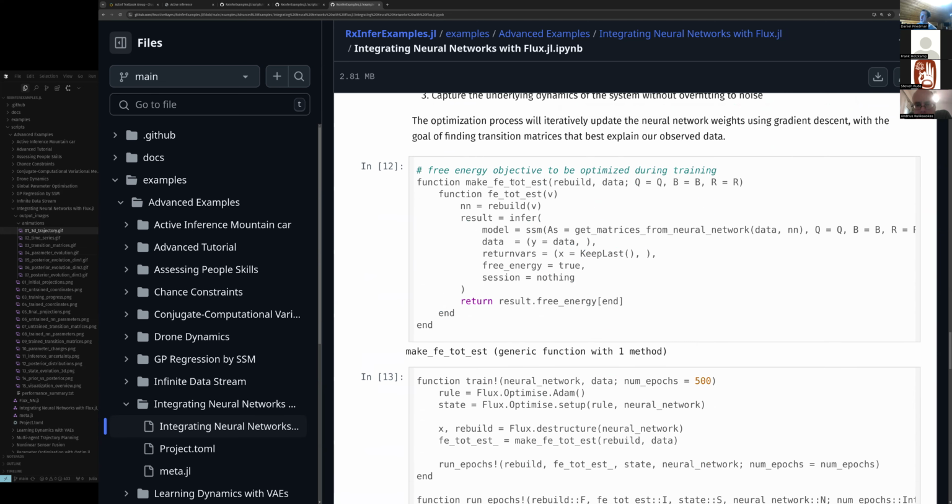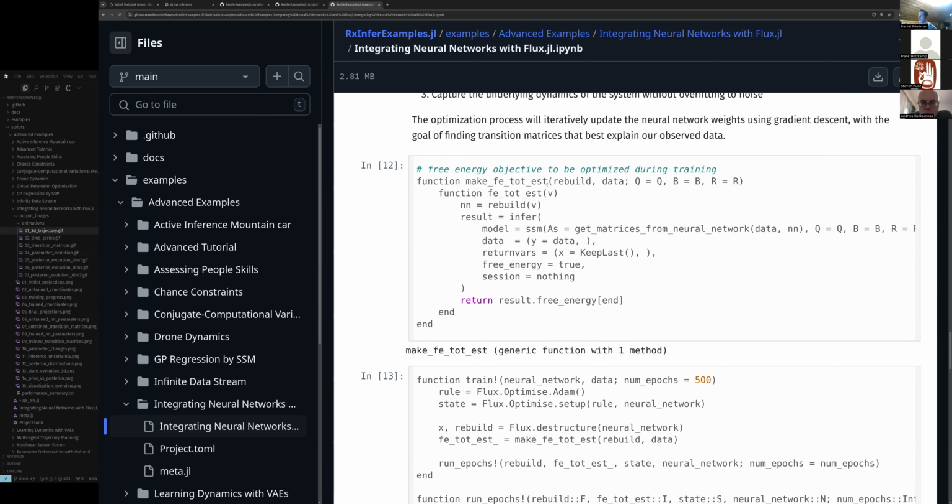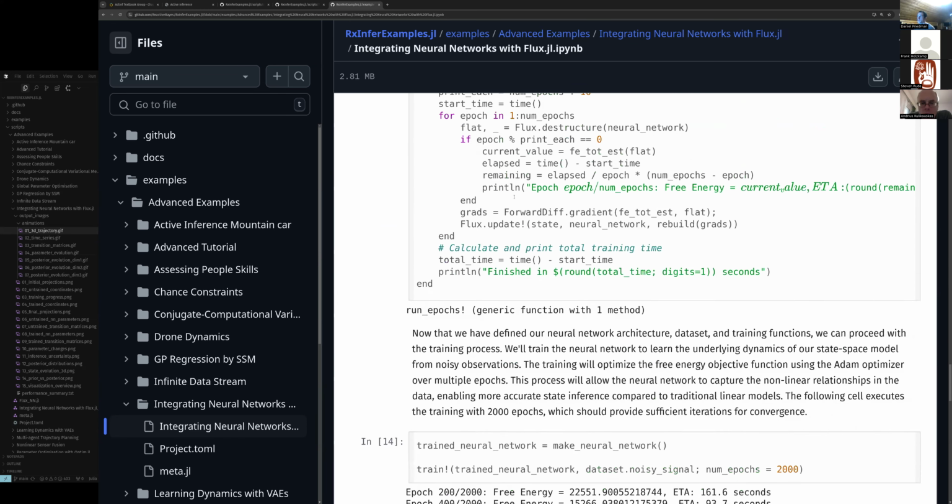Then the neural network is trained using a free energy objective, which is how neural networks are trained. Here's just neural network training code.